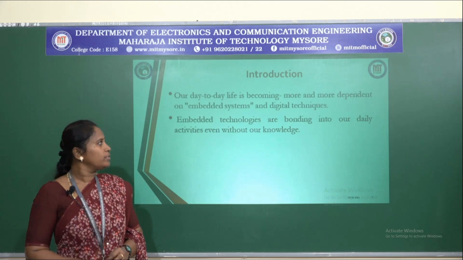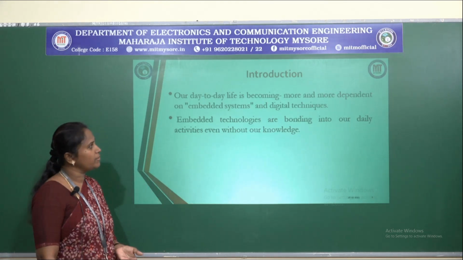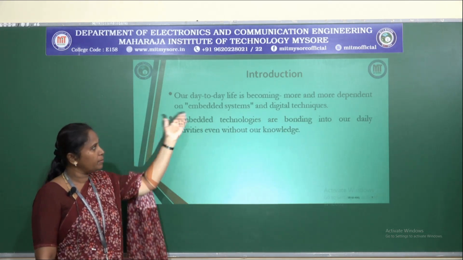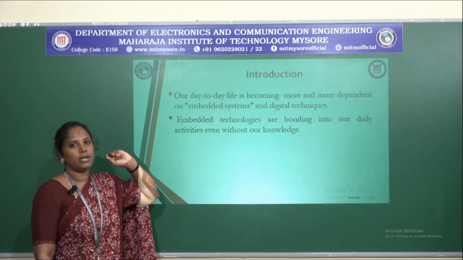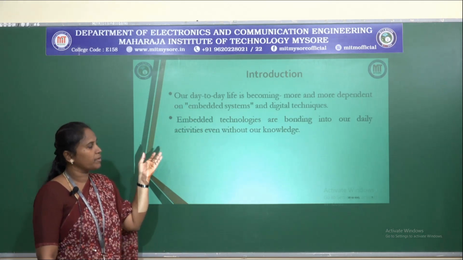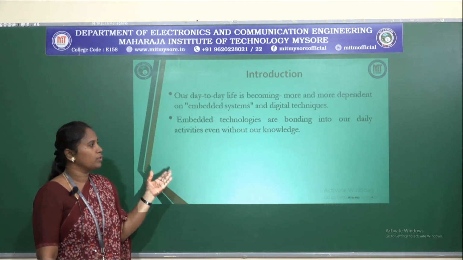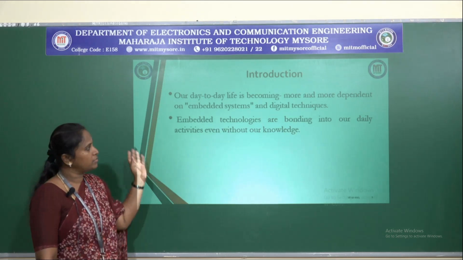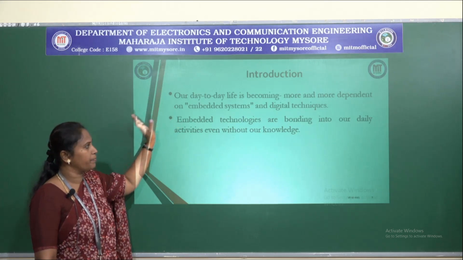As we all know, in our day-to-day activities we use many embedded systems, equipped with all digital techniques. In yesterday's class I told what an embedded system is, where it consists of hardware, software, as well as a mechanical device which also constitutes an embedded system.